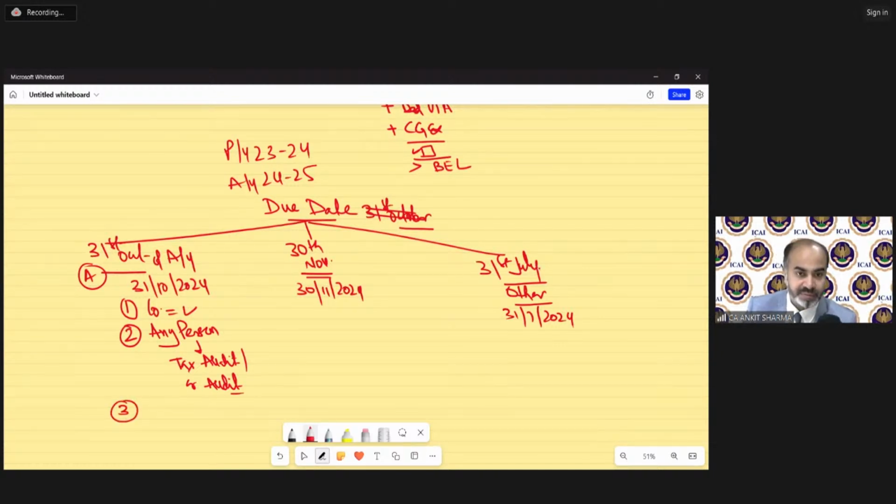Now it says any person who is a partner of any firm whose accounts have been audited. Now suppose XYZ is a partnership firm and its partners are X, Y, and Z. XYZ firm went for an audit.